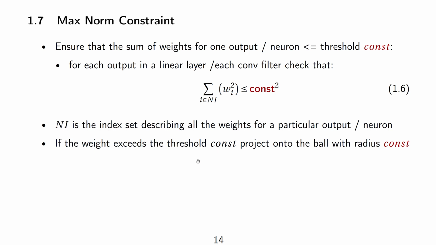And then if this sum of the weights, or the norm of the weights, exceeds some threshold, then we project onto the ball with radius const. So then we just change all the weights, we shrink all the weights a bit, such that the norm of the weights is exactly the maximum.